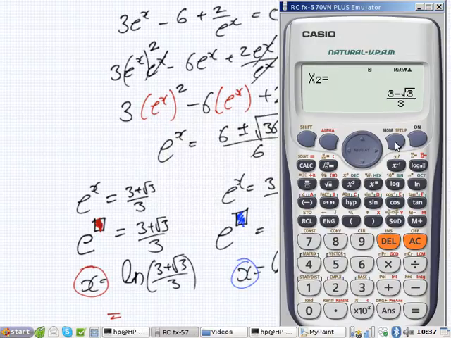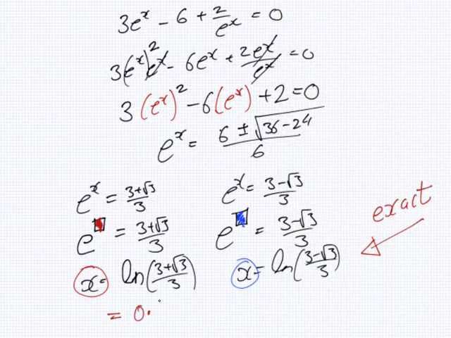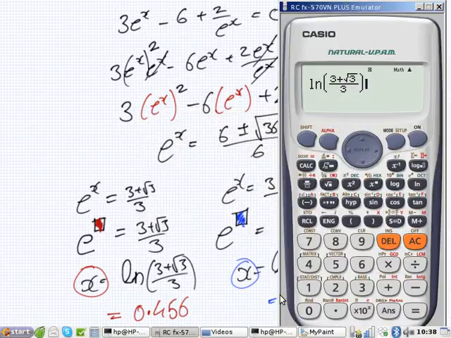So we'll just see what that is. Let me just type this in. Log 3 plus square root 3 over 3. 0.456. Or, if I put in the minus, 0.861.